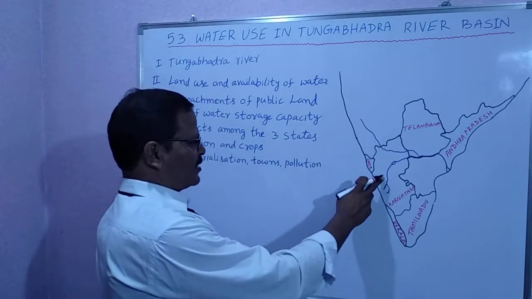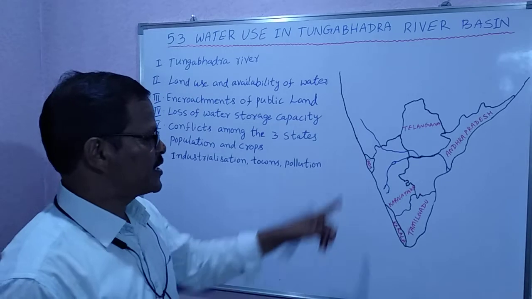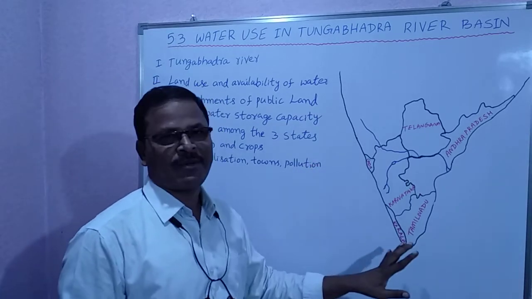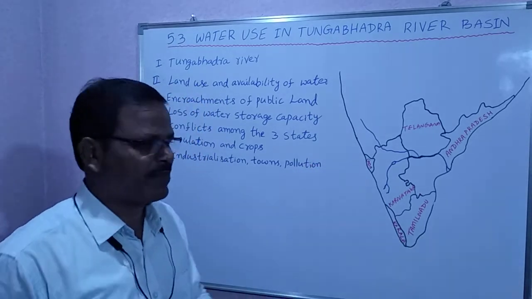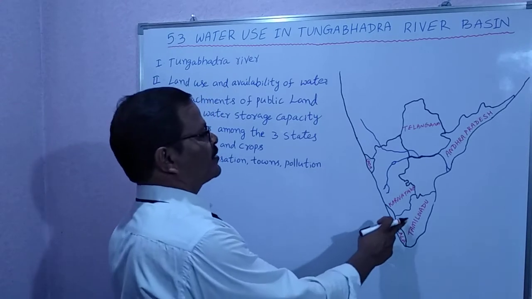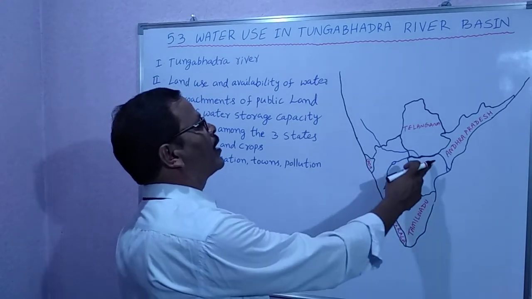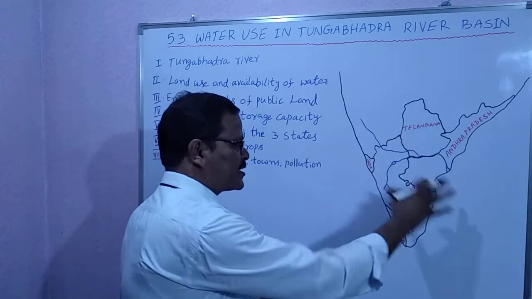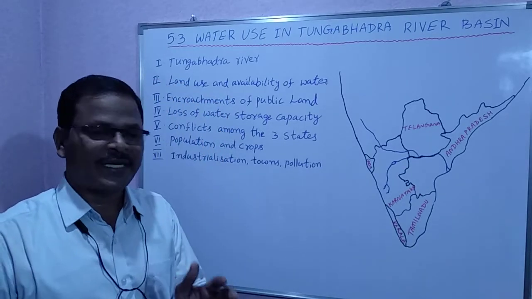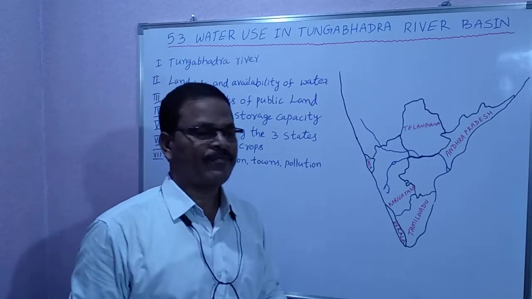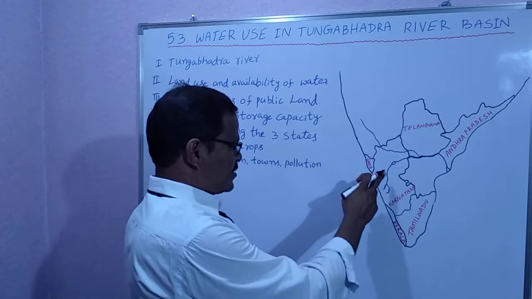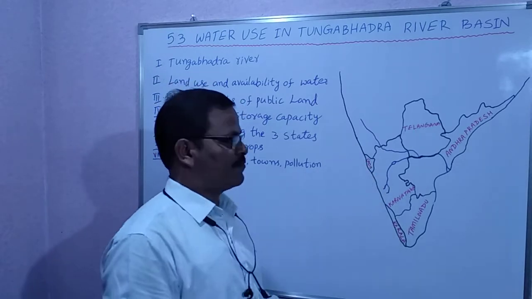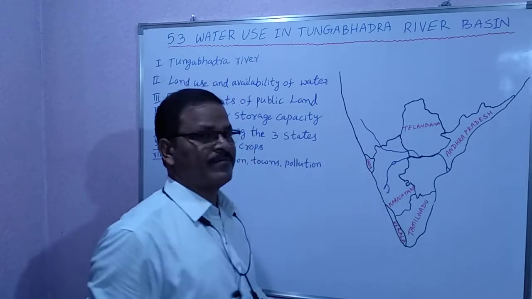This is Tungabhadra river. This is South India map, not the whole India, only South India map. This is Kerala, Tamil Nadu, Karnataka, Goa, Andhra Pradesh and Telangana. All these states are combinedly called South Indian states. This is Tungabhadra river.